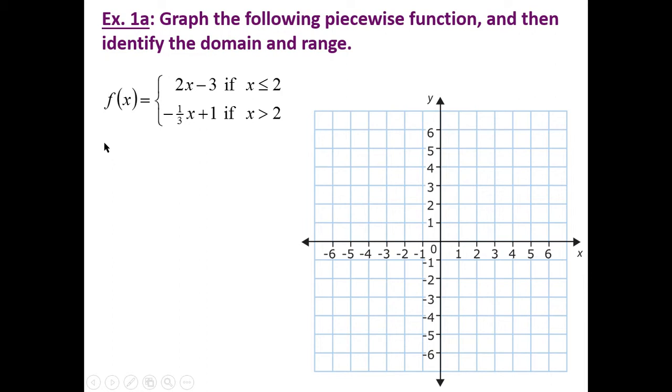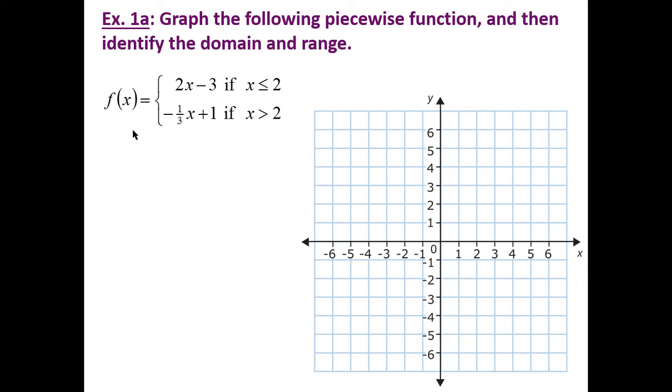So for our first example, it says graph the following piecewise function and then identify the domain and range. So the piecewise function that we have, f of x equals 2x minus 3 if x is less than or equal to 2, negative 1/3 x plus 1 if x is greater than 2.